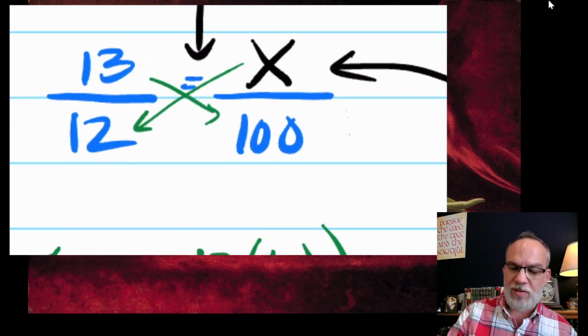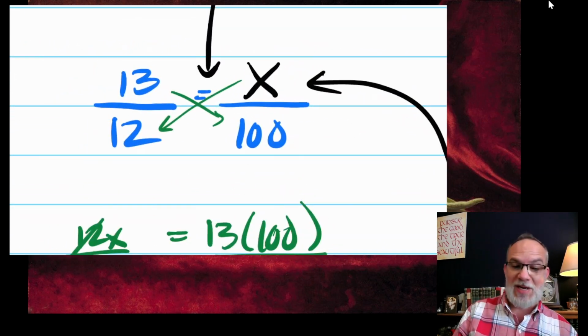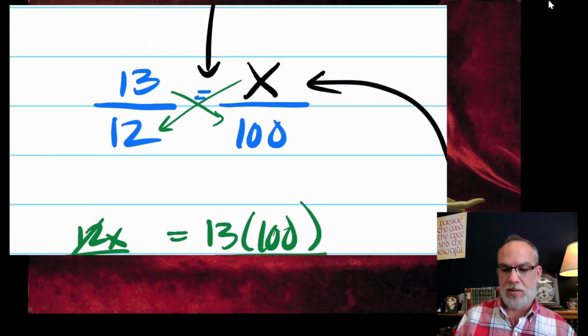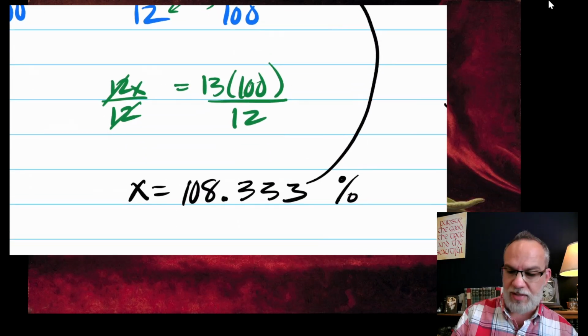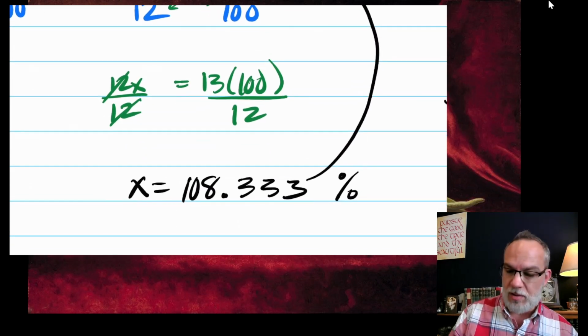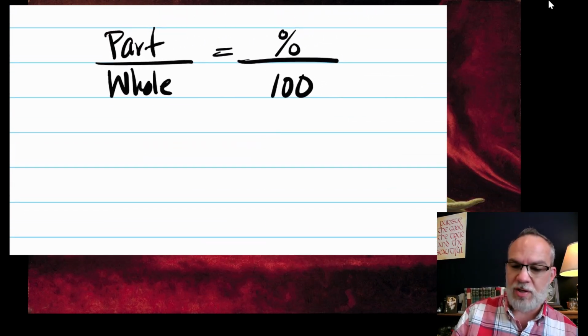This would be a question that basically says, 13 is what percent of 12? And then you set it up that way. The "of" tells you what the whole of it is. The 13 is the part that you're equating with the percent. 13 is what percent of 12? Well, it's 108.333%.